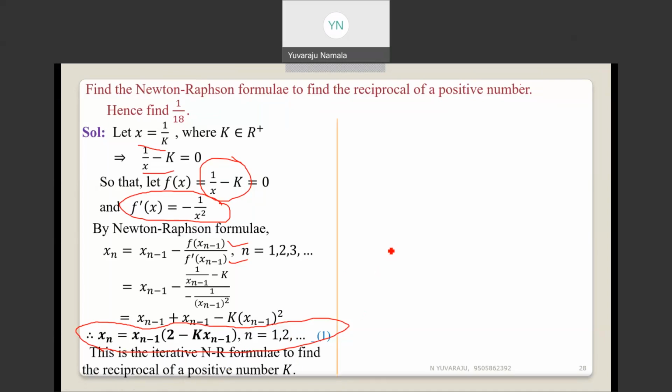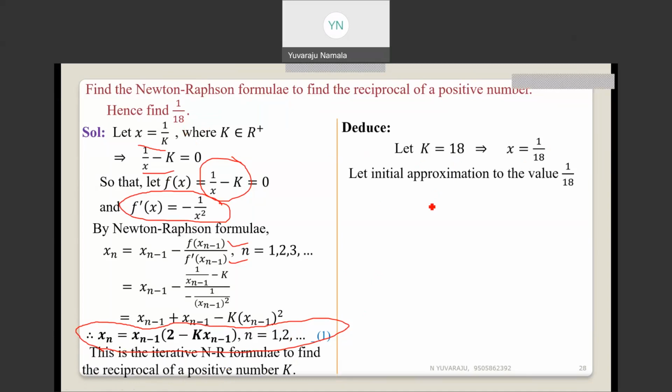Now finding the given value, 1 by 18. So k is equal to 18 here, that is x is equal to 1 by 18. Let us choose an initial approximation near 1 by 18. The perfect reciprocal nearby is 1 by 20. Assume x naught is equal to 1 by 20, which is equal to 0.05.